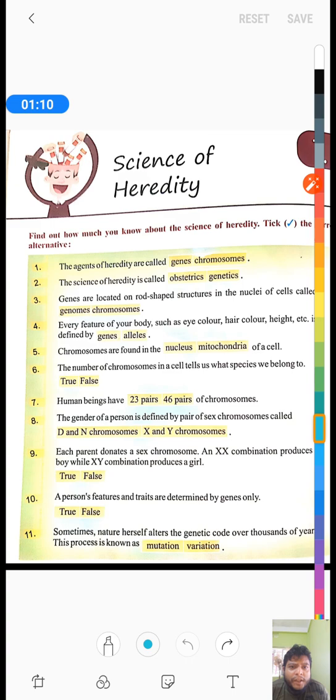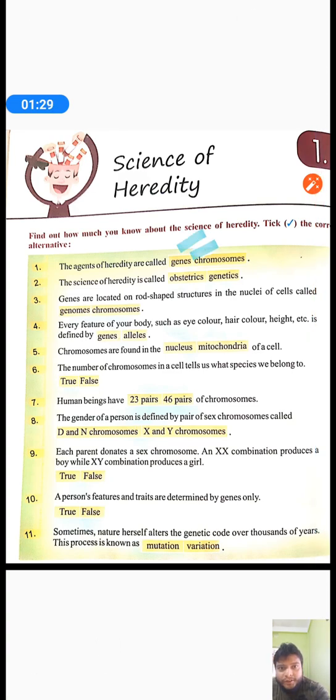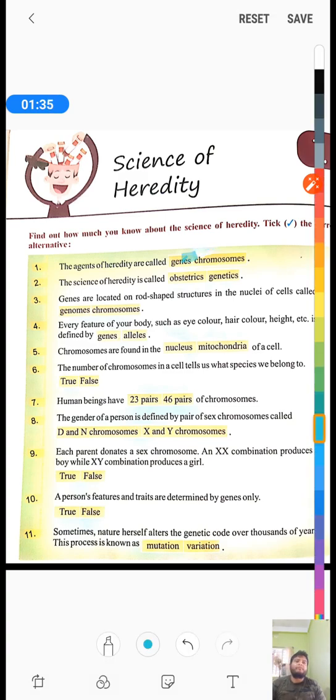The agents of heredity are called. What are they called? Yes, if you have opted for genes, you are correct. So it is genes. I have marked it also for you. Next one, the science of heredity is called. What is it called? So, if you have opted for genetics, you are correct.